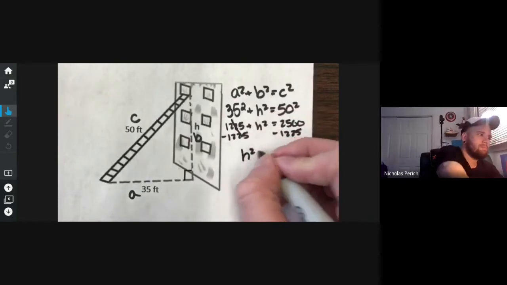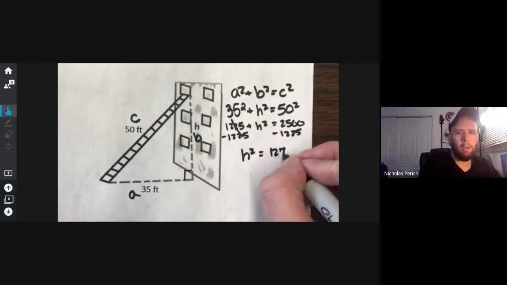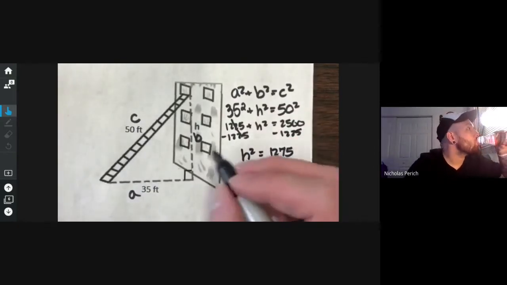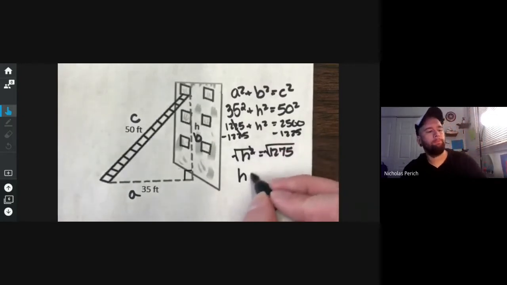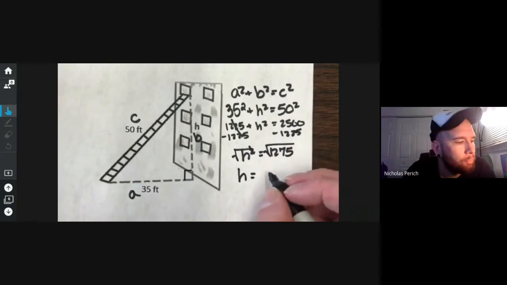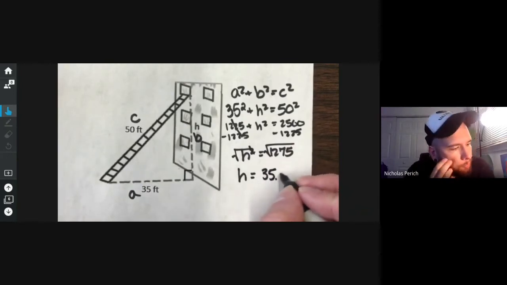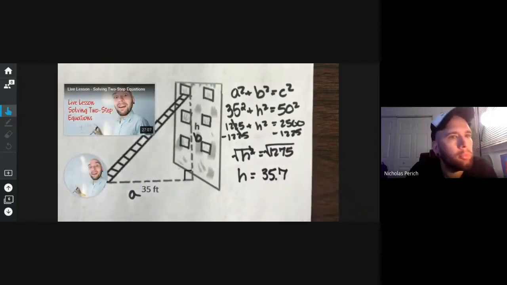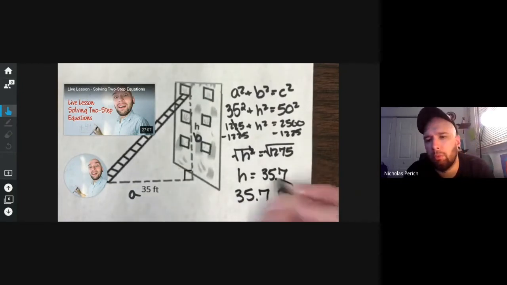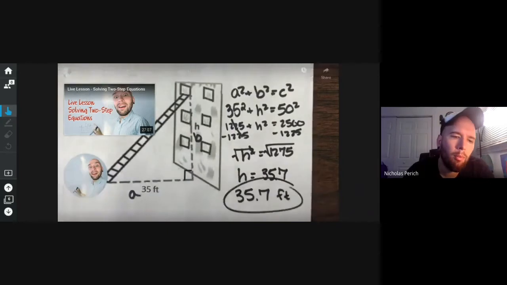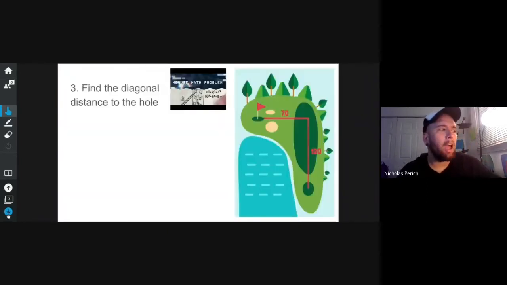Subtract 1,225 from both sides. When you do that, you end up with 1,275. To get rid of the squared, you have to square root both sides. When you do that, you get a not too pleasant number, 35.70 and so on, so we'll just leave it at 35.7 feet.